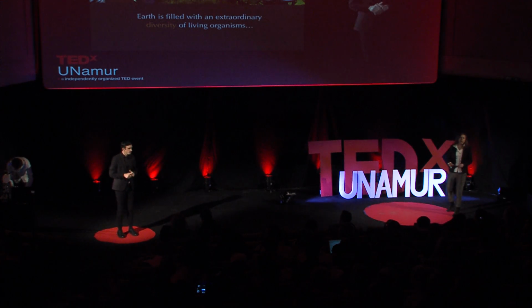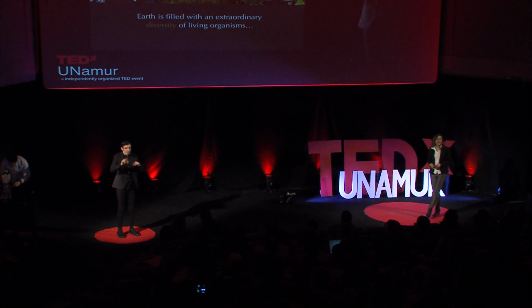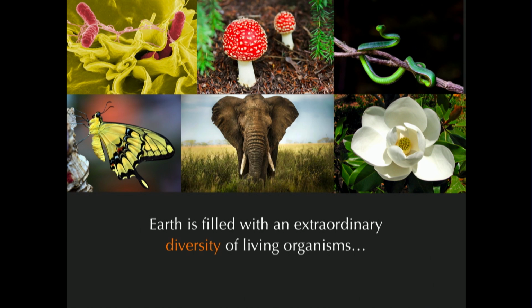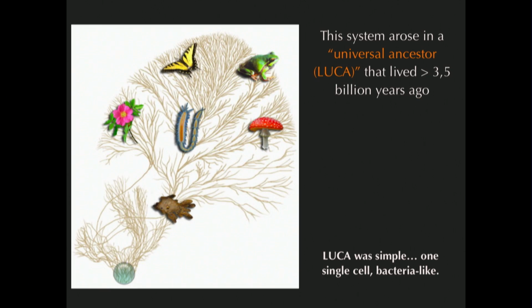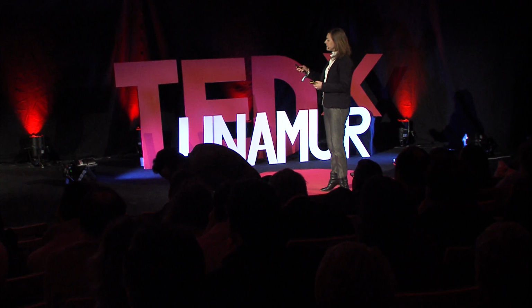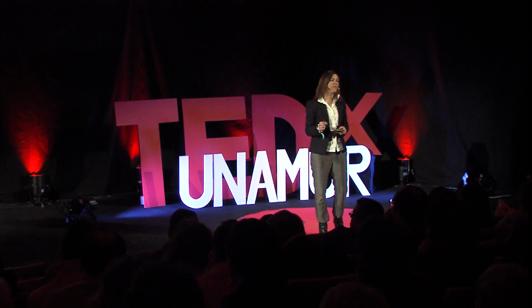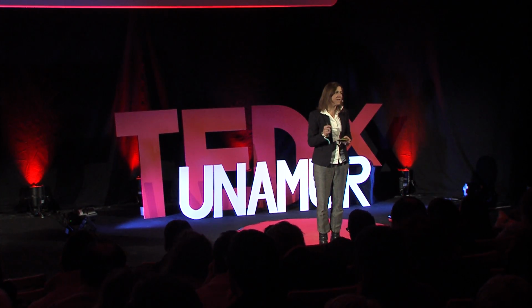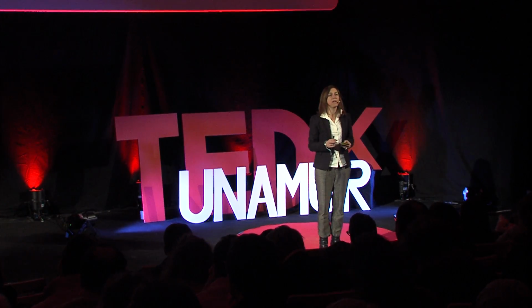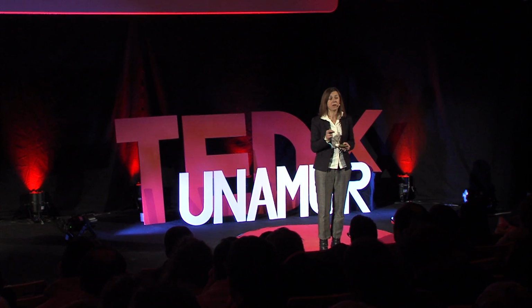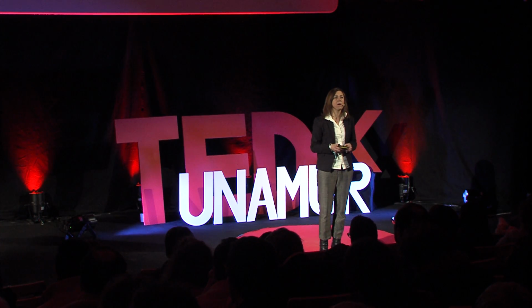So look around you. There is an amazing diversity of living organisms on this planet, from bacteria to fungi to plants to animals to human. Nothing looks alike. But do you know that all this diversity arose once from a universal ancestor, around 3.5 billion years ago? And this ancestor of all living organisms was a single, simple cell, something like a bacteria.